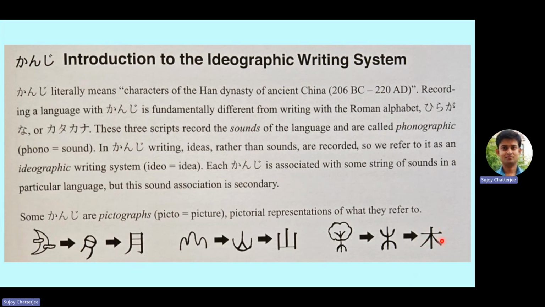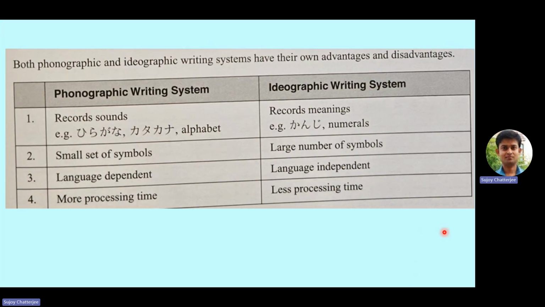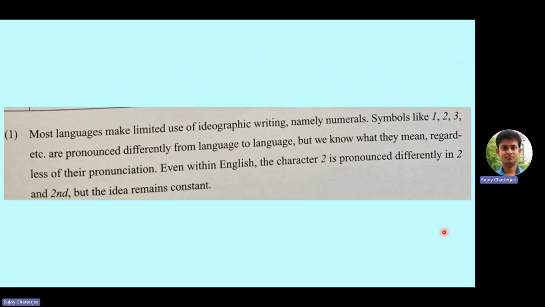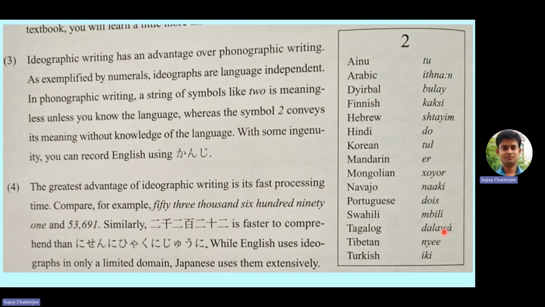But in place of this symbol, if we write the word for tree in hiragana or katakana, then he won't be able to read it because he does not know that script. He does not know hiragana or katakana. So in that way, ideographic writing is language independent and anyone should be able to make out the meaning if he knows a little bit about it.